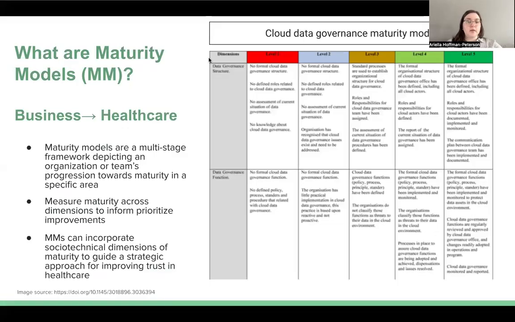So, a maturity model, looking at the one on the right-hand side as an example, is a multi-stage framework that depicts an organization or a team's progress towards maturity in a specified area. So, it is a maturity measurement tool. And if you look at the example here on the right, this is about cloud data governance maturity. And if you read through what levels 1 through 5 look like for each dimension, a lot of it has to do with creating more formal structure around governance and around responsibility of different actors to formalize processes and therefore make them more mature and intentional.